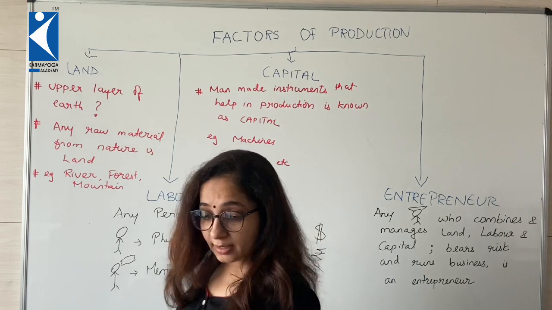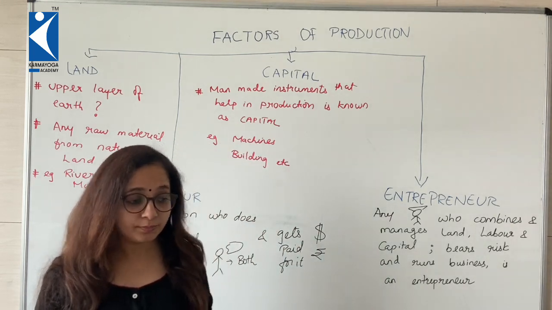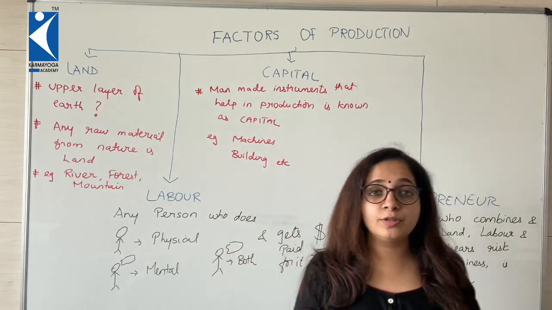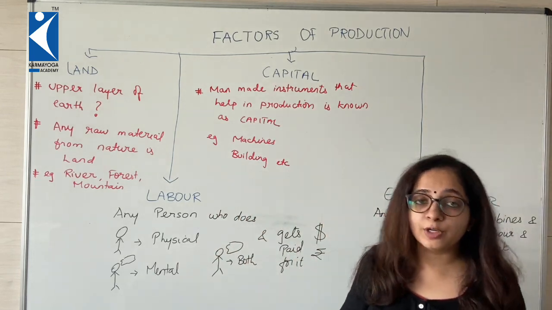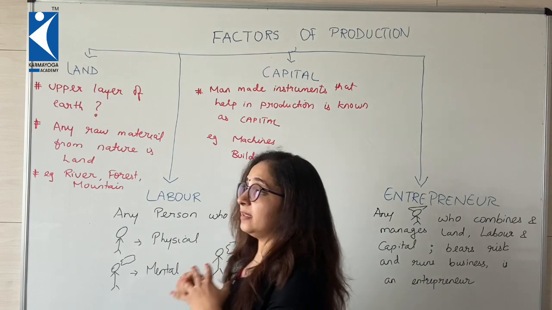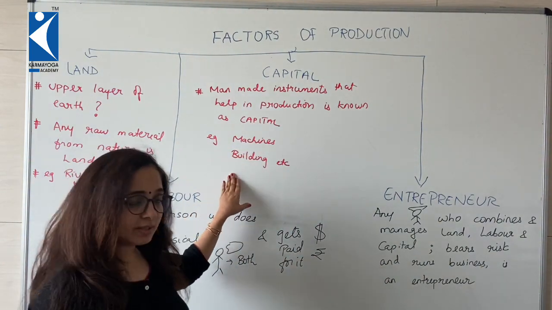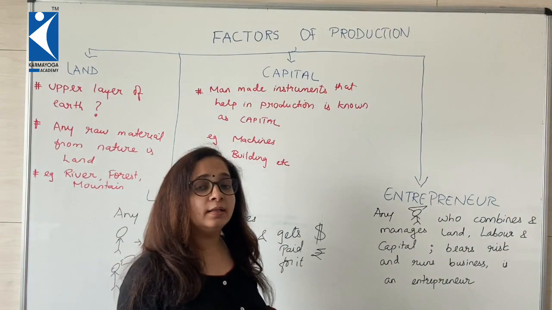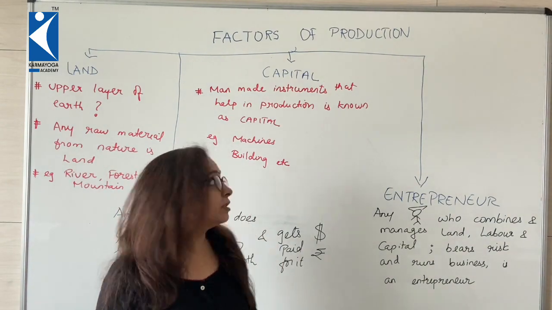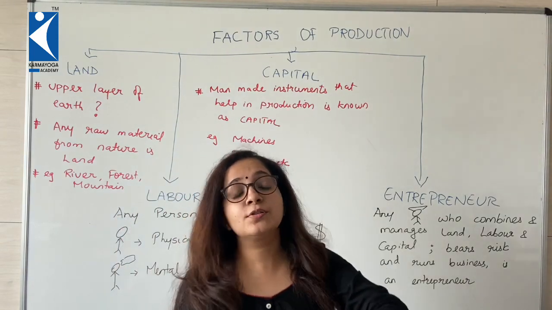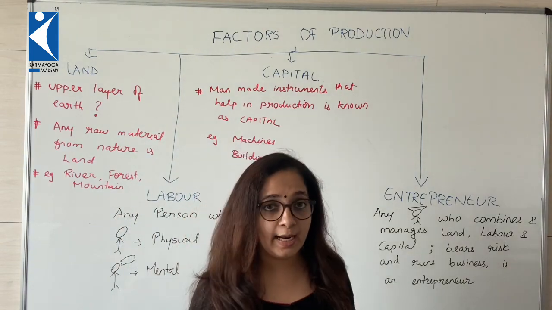Because that is a raw material useful for our production. Any person getting paid for any kind of contribution, whether physical or mental or both, we call it labor. And anything that is useful in production, here machine building are given as example, but anything that is useful for making your product, we call it as capital. Here internet is also a capital for us, right?